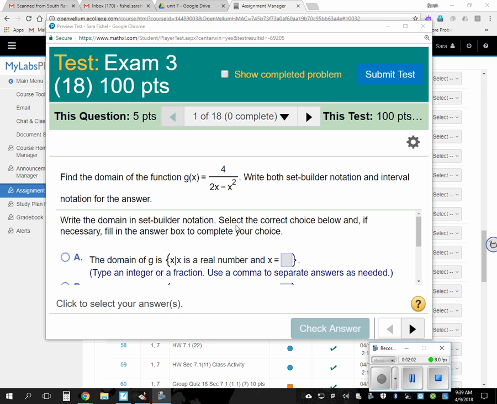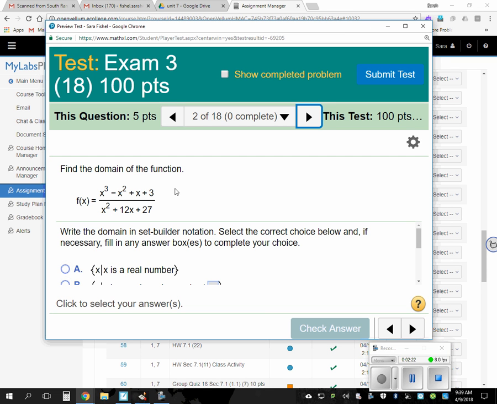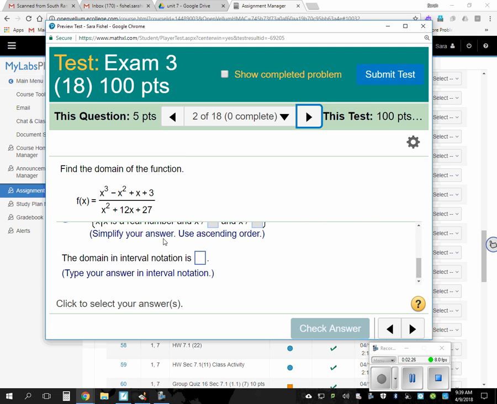Okay, here is a little test preview. Looks like there are 18 problems tomorrow, 100 points total. Find the domain of the function, write it in set notation and interval notation, so you'll have to do both. Find the domain. This time they want it in set notation and interval notation again, so basically the same problem as the first one.